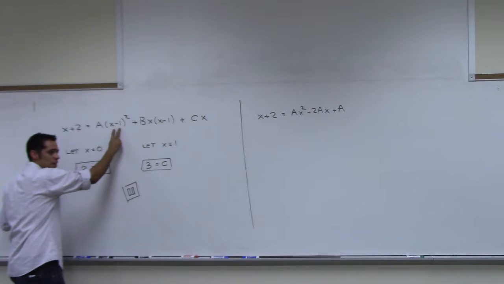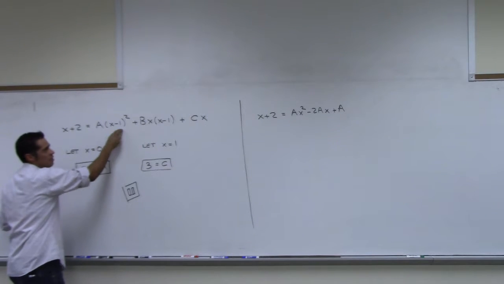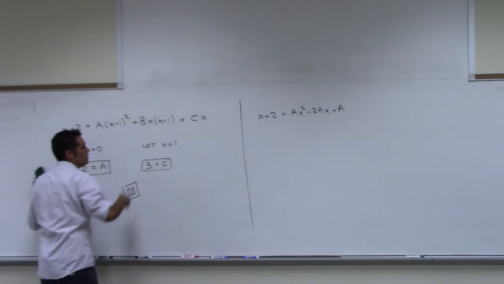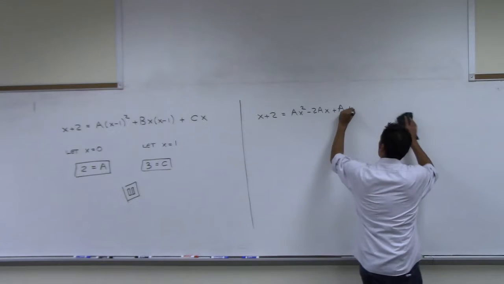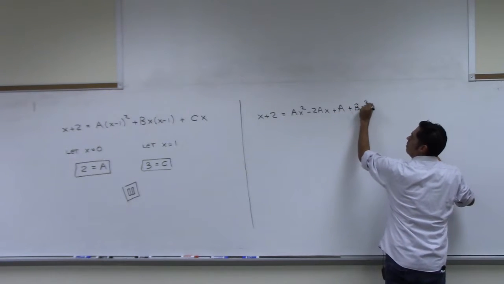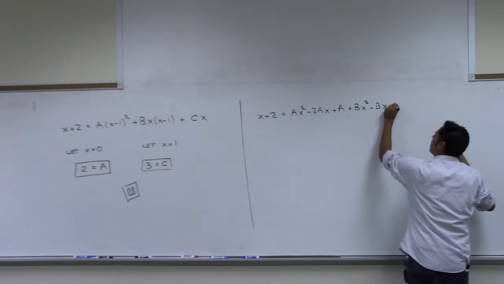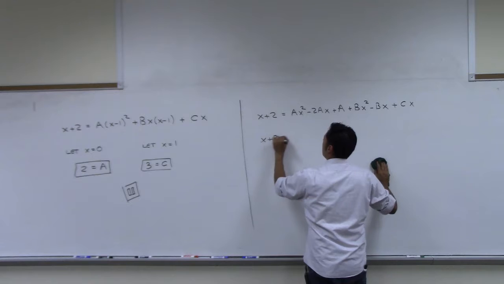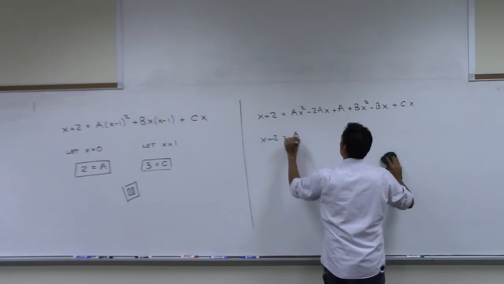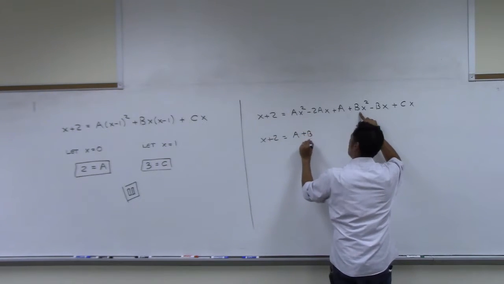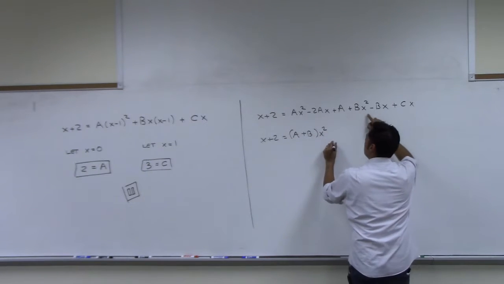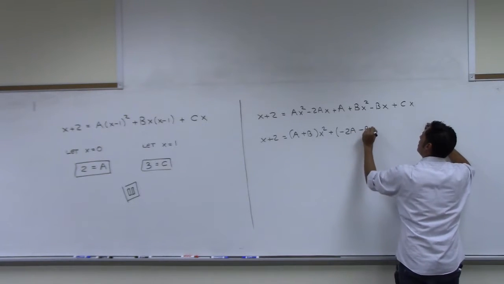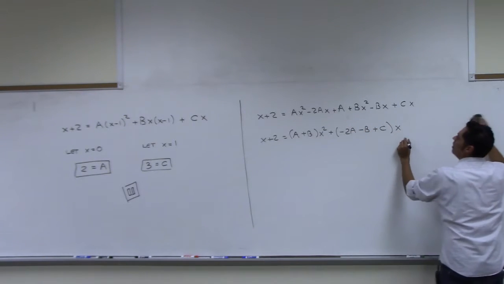Which is going to be x squared minus 2x plus 1, and then I distribute an a to it. Here I do x squared x, and then come through with a b. So I would have plus bx squared minus bx, and my last one plus cx. And then if I collected things together, I get x plus 2 equals a plus b x squared plus negative 2a minus b plus c x, and then plus a.